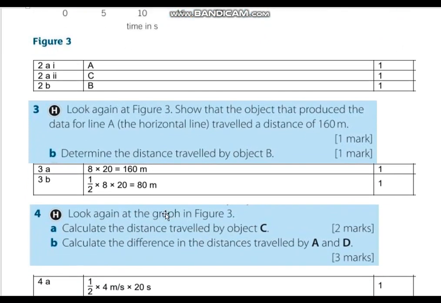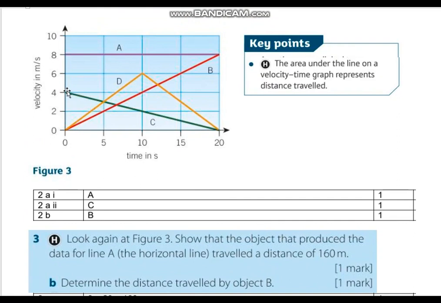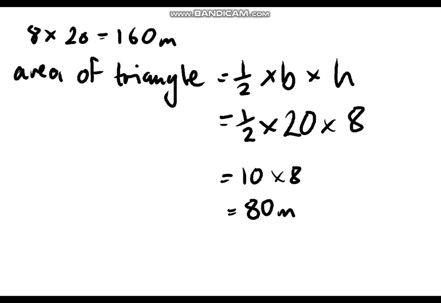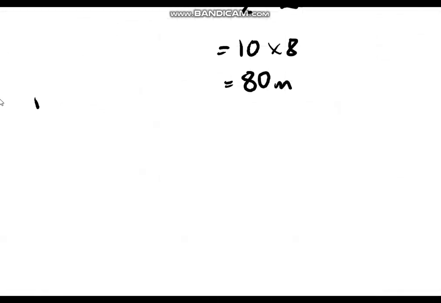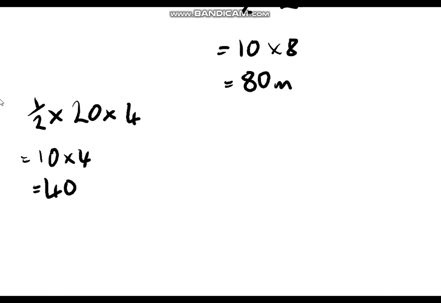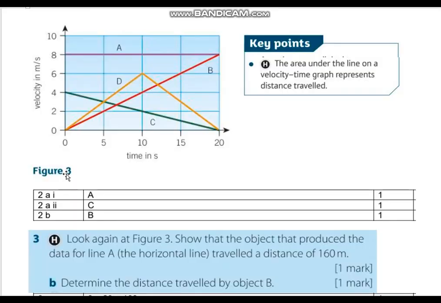Moving on to question 4, look again at the graph in figure 3. Calculate the distance travelled by object C. So C again is just a triangle. The base again is 20. The height this time is 4. So for this one, it's just our half times base times height again, but this time it's a half times the base, which is 20, times the height, which is 4. Half times 20 is 10, times 4 is 40 meters. So the area underneath that line, representing the distance travelled by the object for C, is just 40 meters.